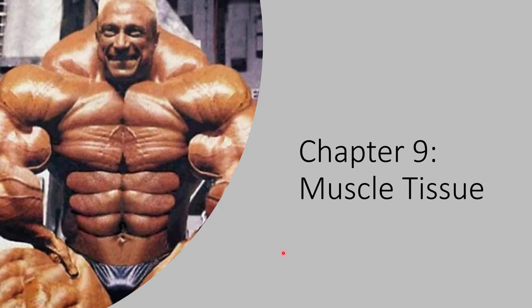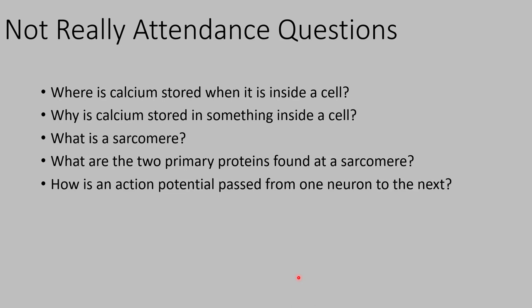So, as always, let's begin with our not really attendance questions. There's quite a few today, but they're all going to tie into today's lesson. First, where is calcium stored when it is inside a cell? Next, why is calcium stored in something when it is inside a cell? What is a sarcomere? What are the two primary proteins found at a sarcomere? And how is an action potential passed from one neuron to the next? Go ahead and pause your video. Try to answer those questions to the best of your ability because, like I said, they will tie in to today's lesson quite a bit.